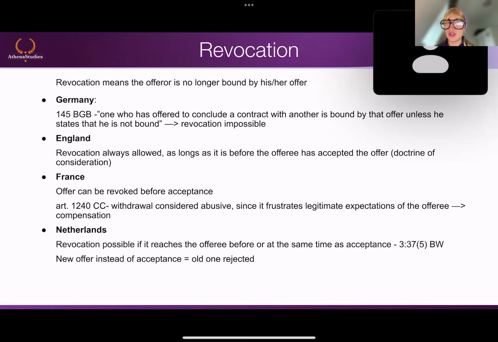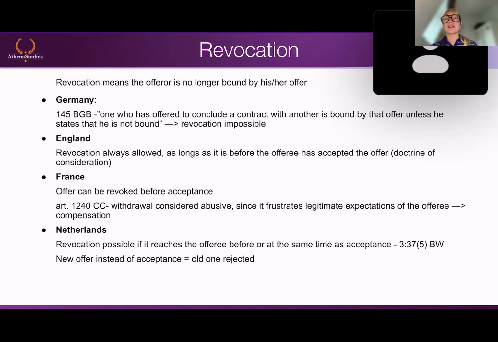We now have revocation. We already discussed the offer, now revocation. What revocation means, I'm sure you know, is that the offerer is no longer bound by his offer, meaning that he withdrew his offer, saying, okay, no, I changed my mind. I'm not selling my house anymore. And different countries have different approaches to this.